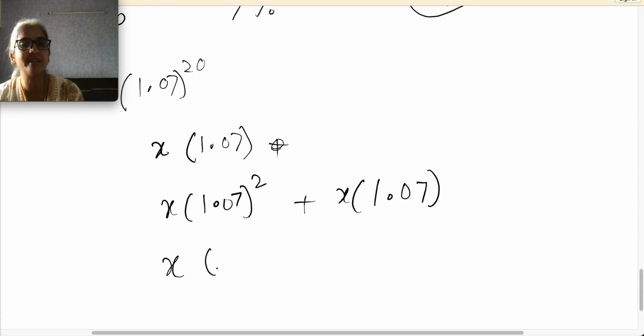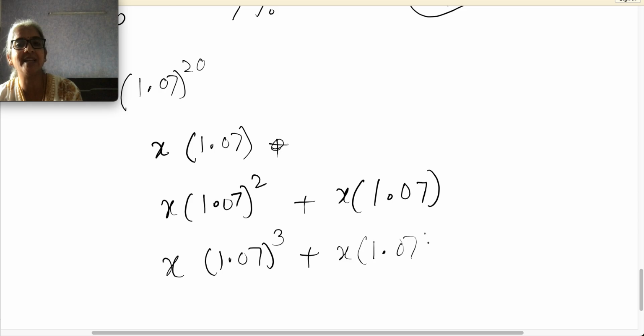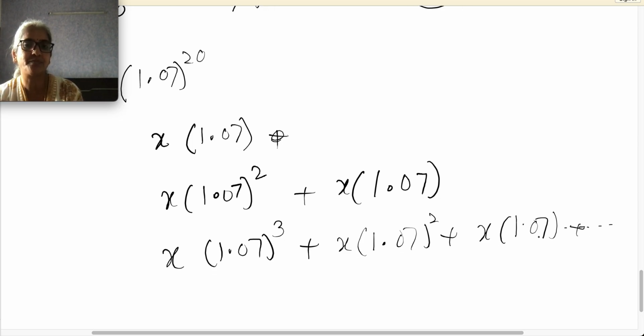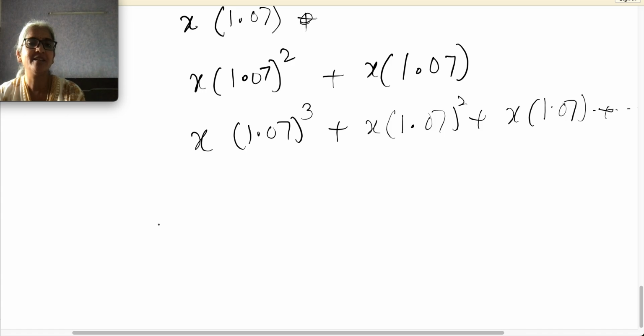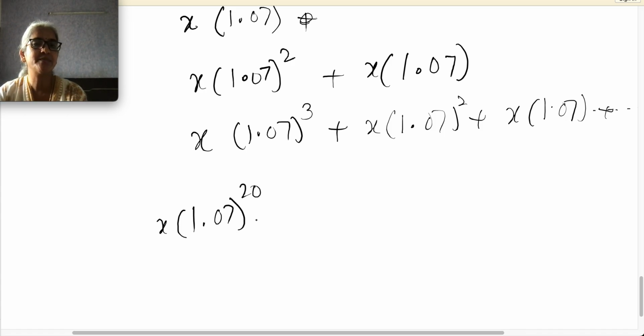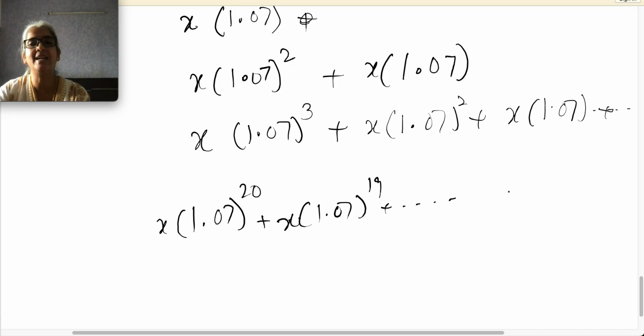In the third year I would lose interest for 3 years on the first X amount that I withdrew, for 2 years on the second amount that I withdrew, and 1 year for the third amount I withdrew, and so on. Till when will I do it? Obviously for 20 years I'm withdrawing. So by the end of 20th year, the first X that I withdrew would have lost interest for 20 years, then for 19 years, and the last one for 1 year.